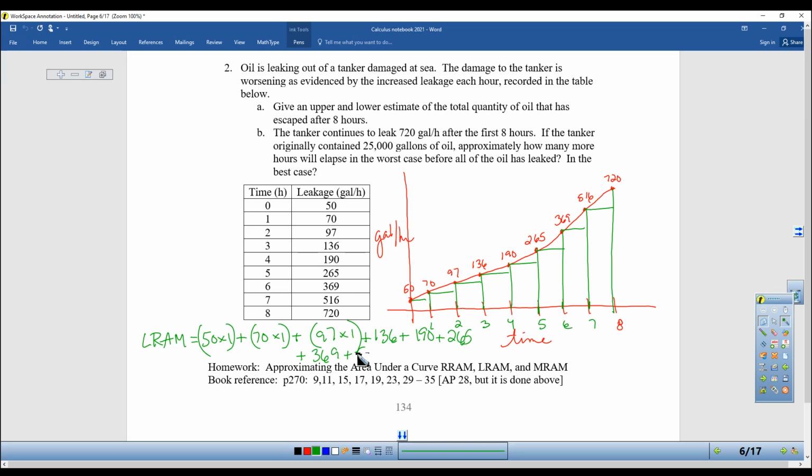369 plus 516 plus 720, but you can't do that because there actually is no rectangle using the 720. The last rectangle you make for LRAM is going to be the one that has a height of 516. So be really careful there that that is not one of them. If you do all this addition, let's see, what do you get? 1693.